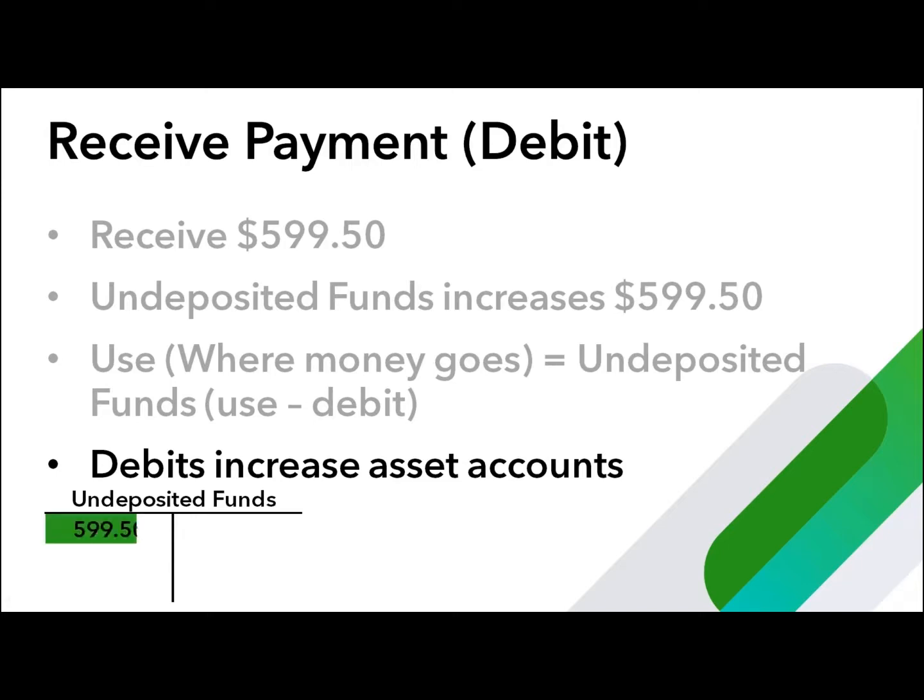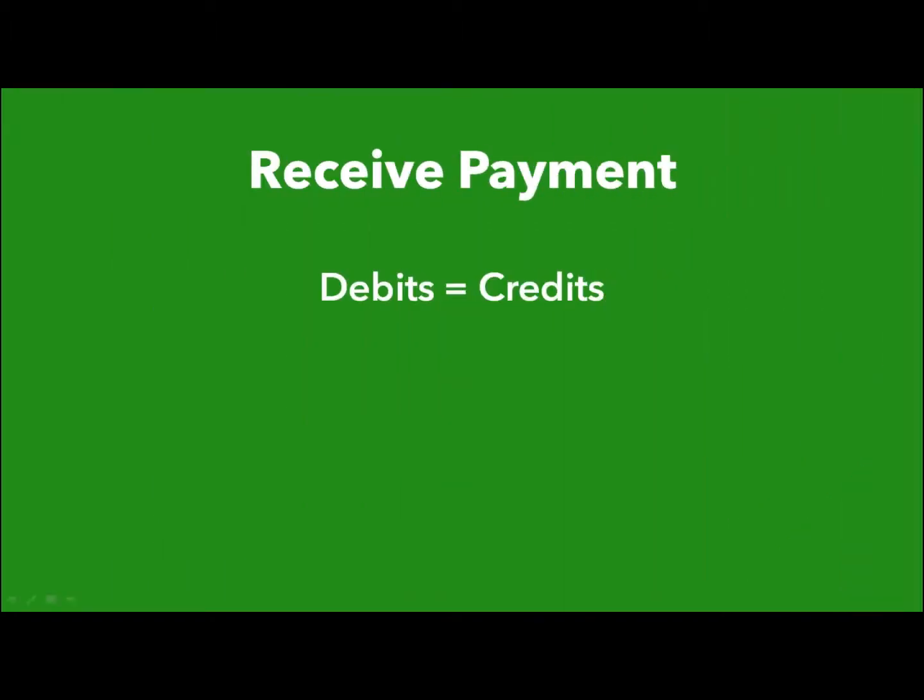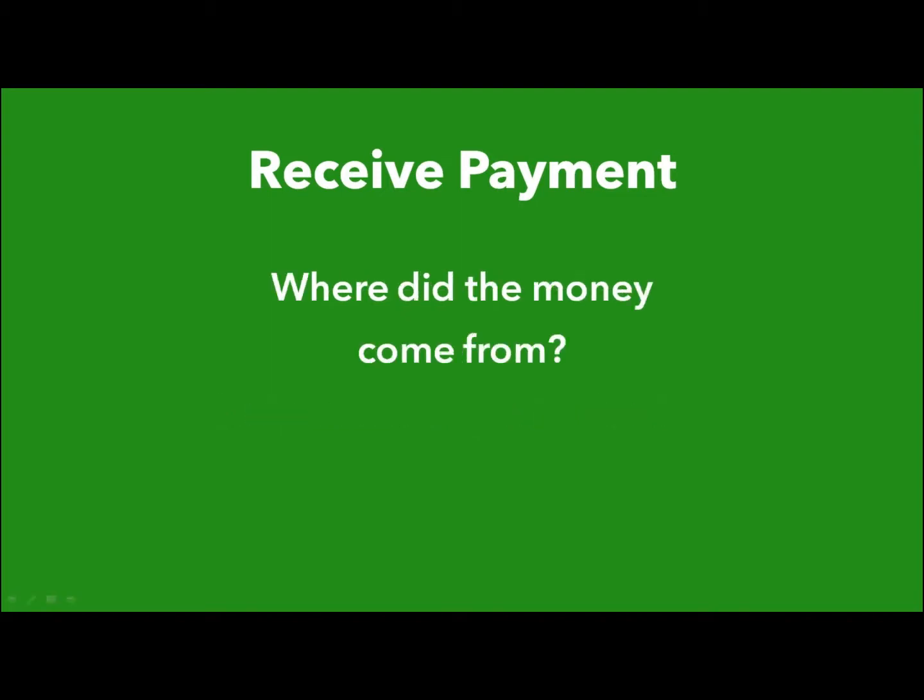Enter the debit of $599.50 to show you received the money. Debits must equal credits. The use, or where the money goes, must equal the source, or where the money comes from. Where did the money come from?